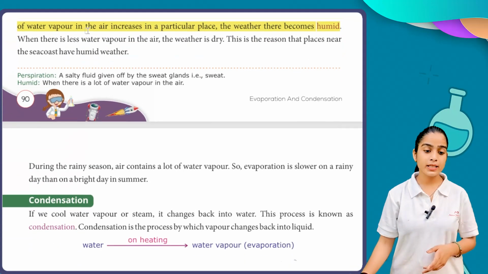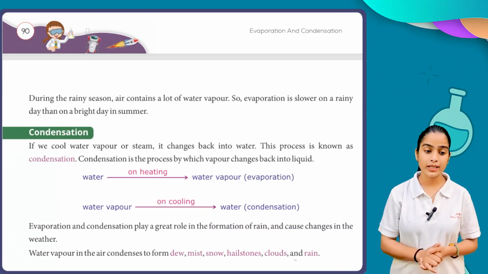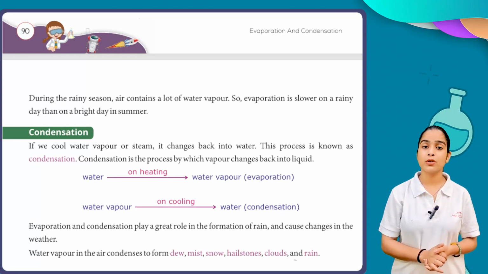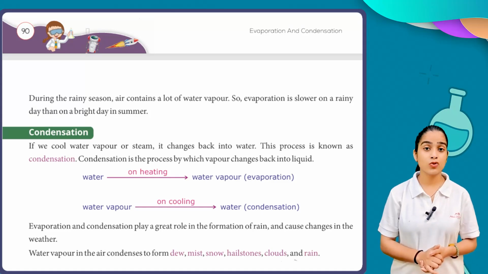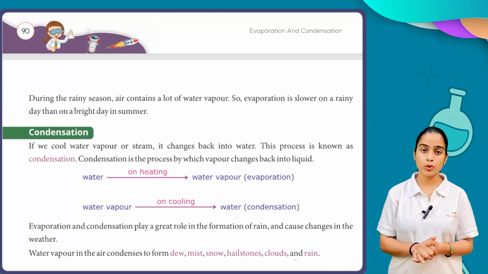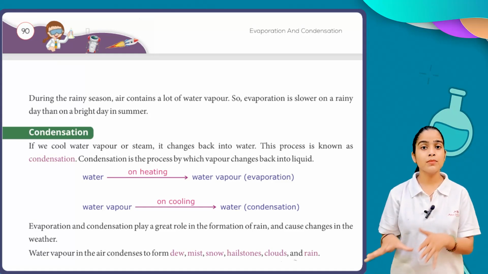Now during the rainy season, air contains a lot of water vapor, so evaporation is slower on a rainy day than on a bright day in summer. That is because evaporation is not possible when it rains all the time and there is no sunlight. So what will happen? The water particles still remain in the air. So this time of the rainy season becomes the humid season.